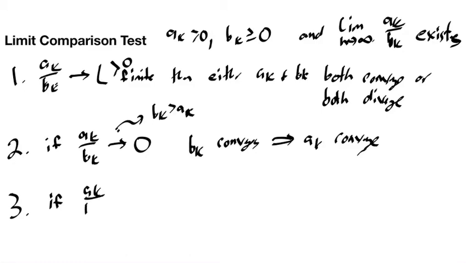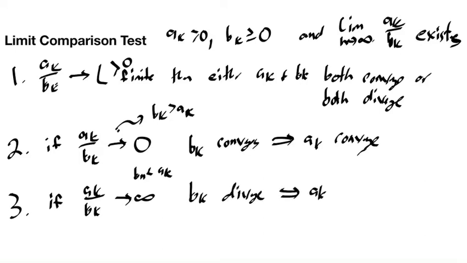Finally, if a sub k over b sub k goes to infinity, then we have the opposite case: the b sub k's are smaller than the a sub k's. So if the b sub k's diverge, then the a sub k's must also diverge, because the top values are growing at a much larger rate than the smaller values. Doing these proofs really comes down to saying that there exists some point where the b sub k's are less than the a sub k's, and then you can finish your proof out.